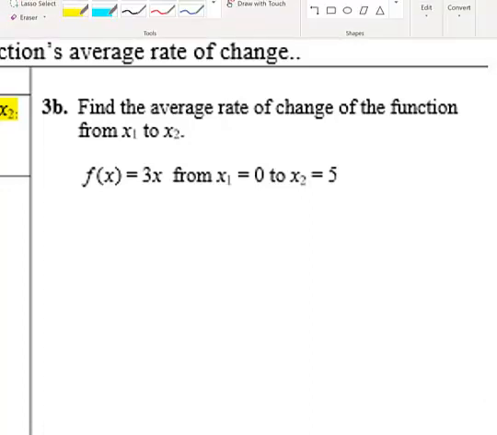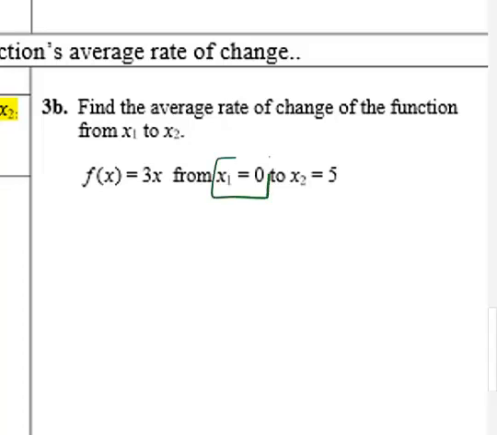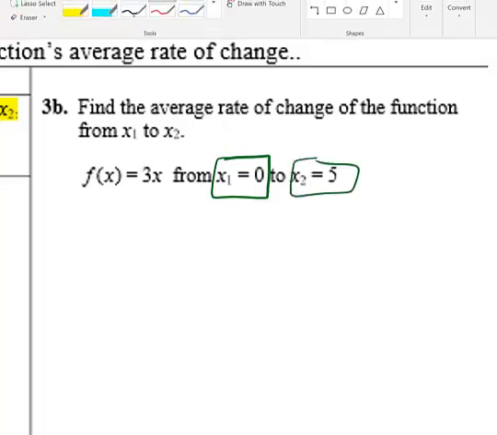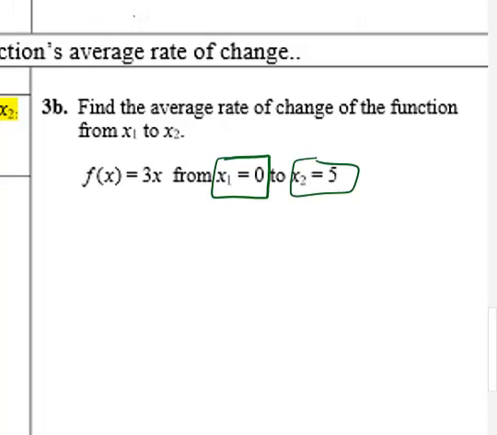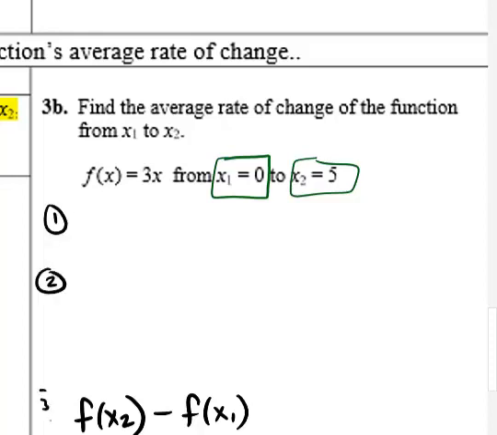Alright, now we want to do the same thing. We have f of x equals 3x, and now our first x value is x1 equals 0, and x2 equals 5. So it's up to you. If you feel comfortable, you can just start jumping into the average rate of change formula, f of x2 minus f of x1 over x2 minus x1, but it's kind of nice to just do it in stages, one step, two steps, and then plug it all in.